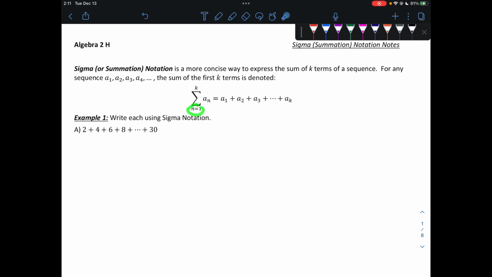This is what you put in the explicit formula to get the first term back. This is what you put in to get the last term back. Let's take a look at an example here, each using sigma notation. All right, so we're going to go sigma.